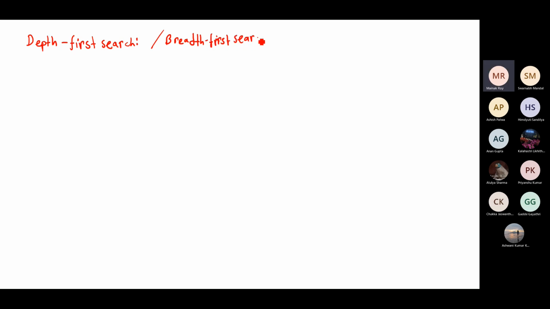Depth first search explores children first, and breadth first search explores neighbors first. What each of these means, I'll come to in a bit.